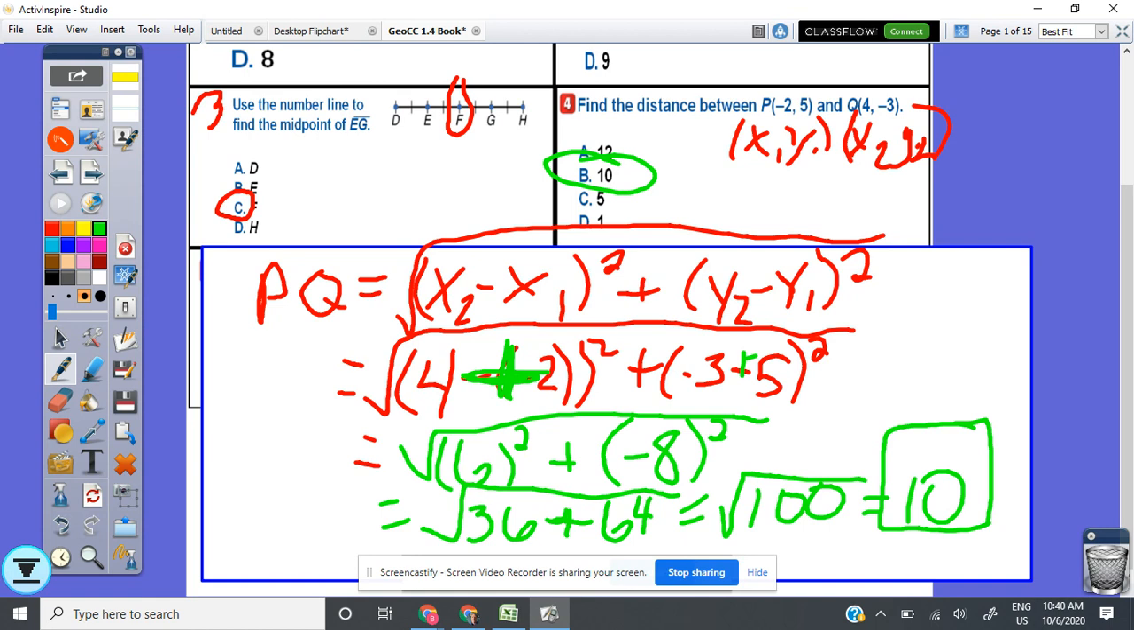The green plus sign was minus a negative, Andrew. So whenever we minus a negative, we change that to a positive.